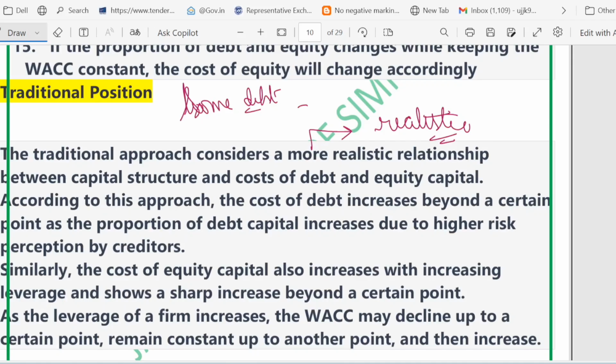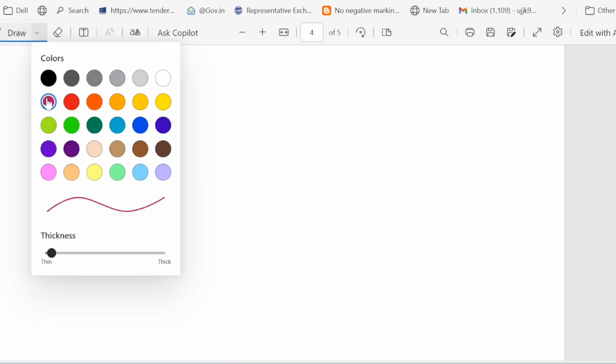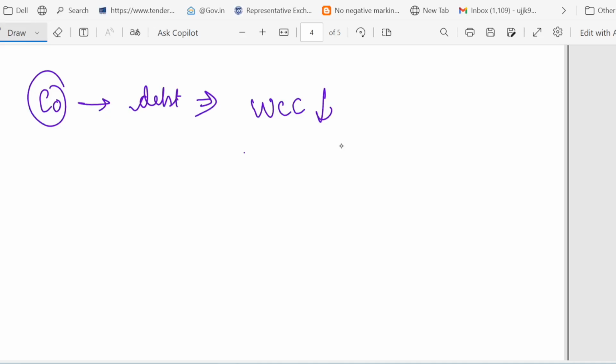At first, what happens? Let me explain this using one example, in this traditional approach we are talking about. So initially, when a company takes debt, this is the company, right? And it is taking debt. So initially what happens? The overall WACC may reduce. Why?